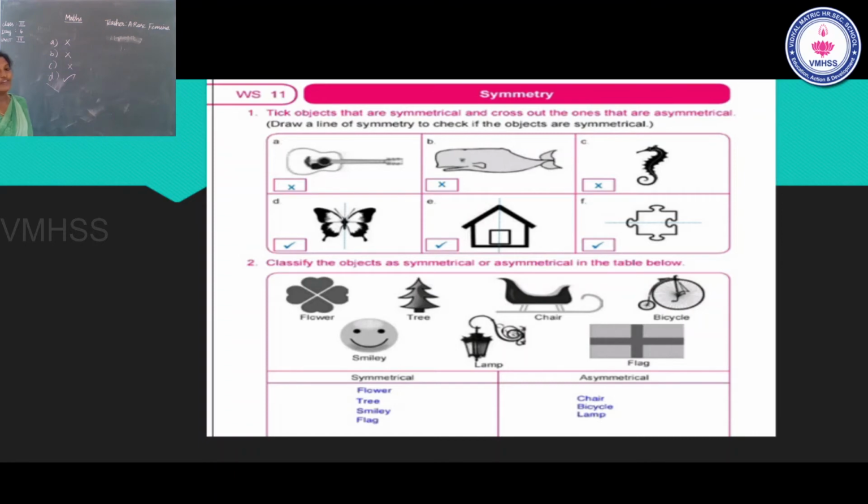Okay, so butterfly has a symmetry picture. So divide into two. Okay, so what is the next picture? Next one also right. Please mark it in the book. The next picture is also correct. Okay, students, write fast.